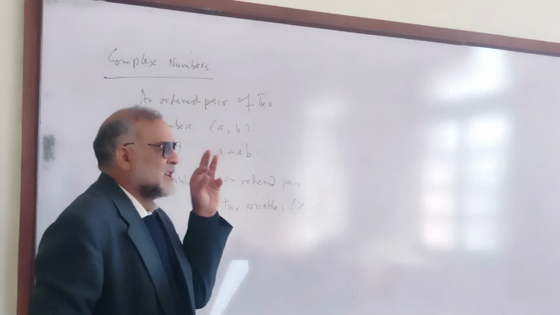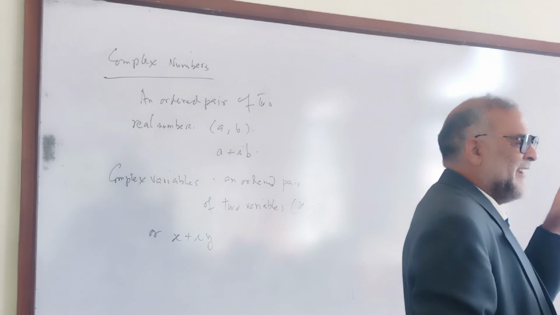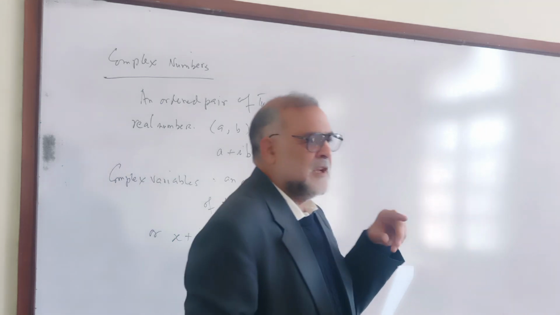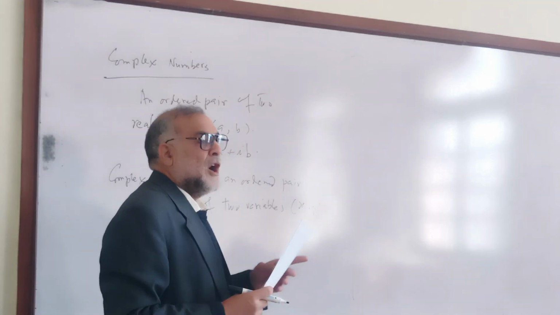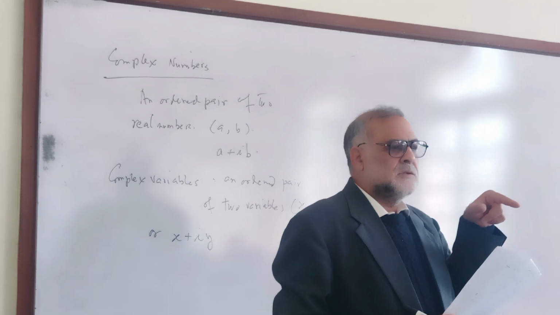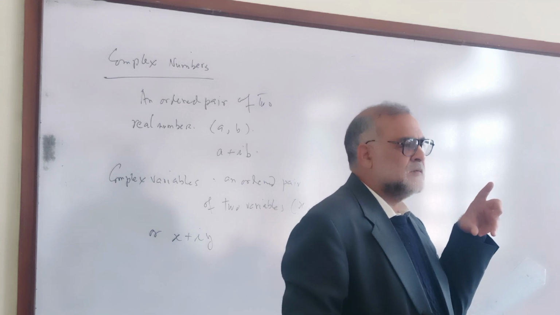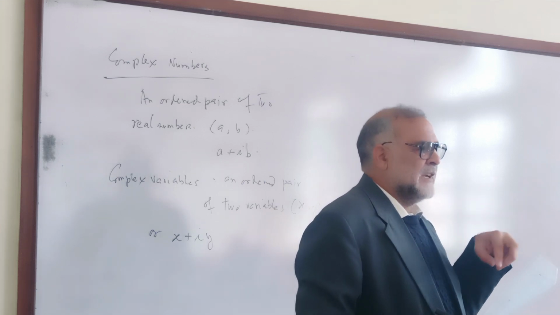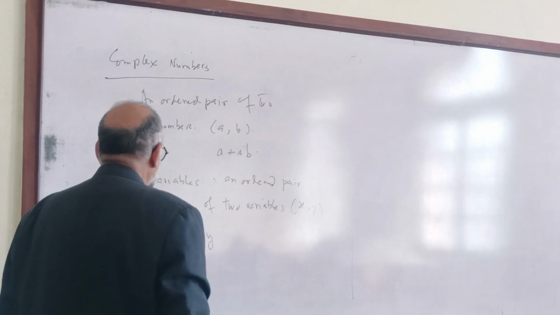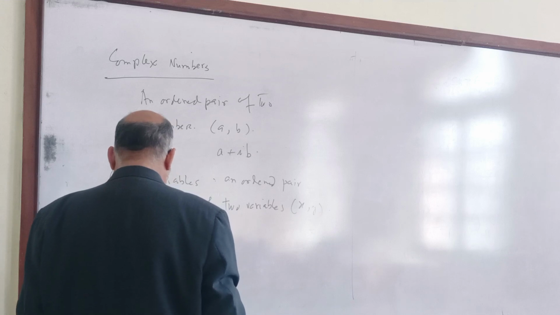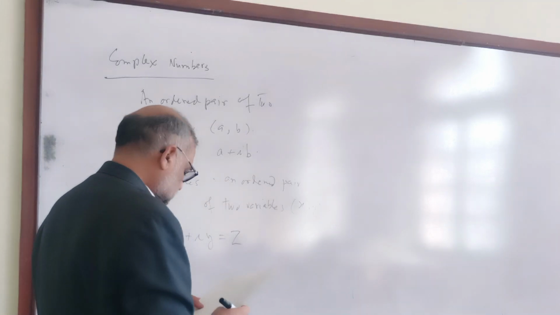A complex number is represented by a symbol. Iota is the square root of minus 1. It's called the imaginary part when iota is combined with a number or a variable in a multiplicative form. It is the imaginary part of a complex number. So x plus iota y is usually represented by z.